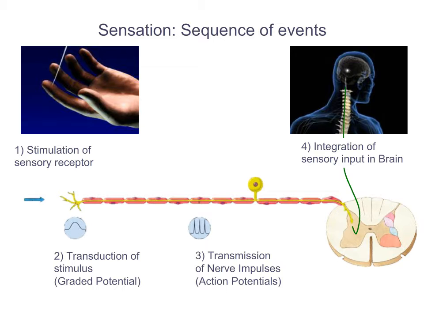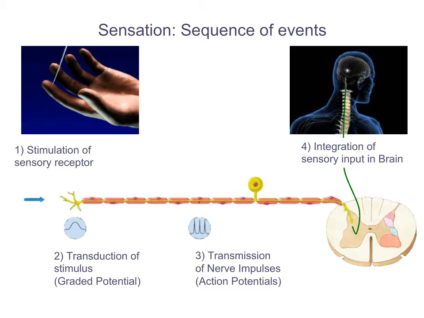And that's our third process called transmission. So the action potential is transmitted away from the nerve ending up the sensory neuron towards the spinal cord. Now, once that sensory neuron synapses within the spinal cord, it will pass that information on to other neurons which travel up the spinal cord white matter towards the brain.